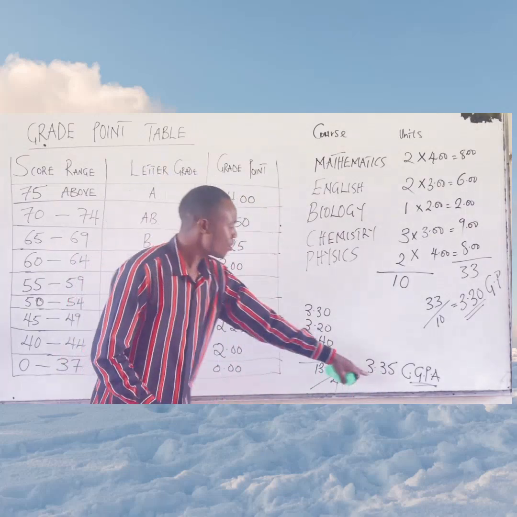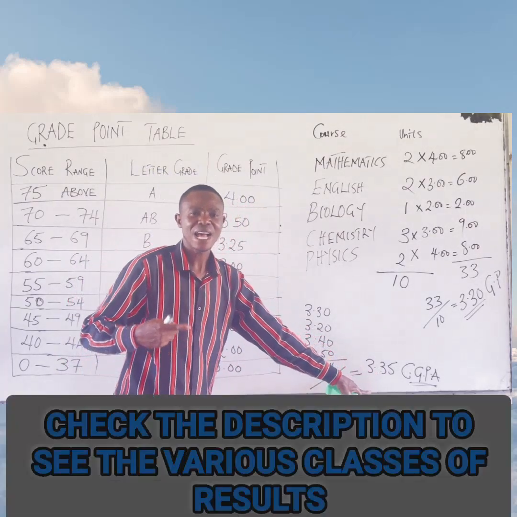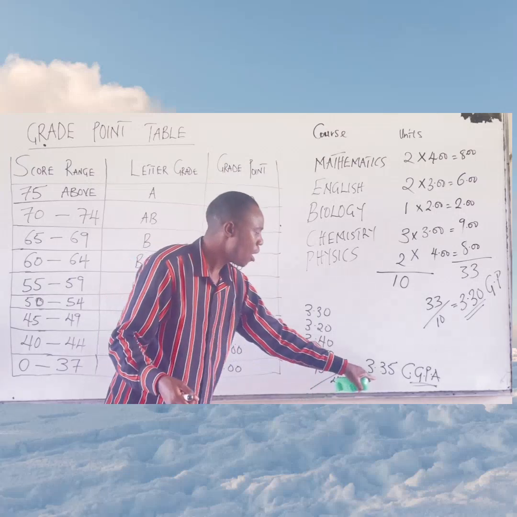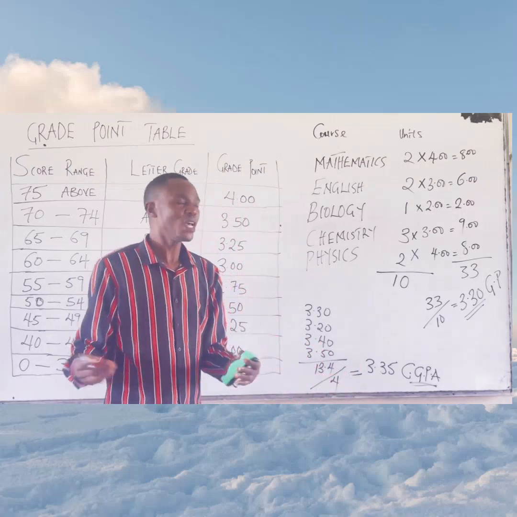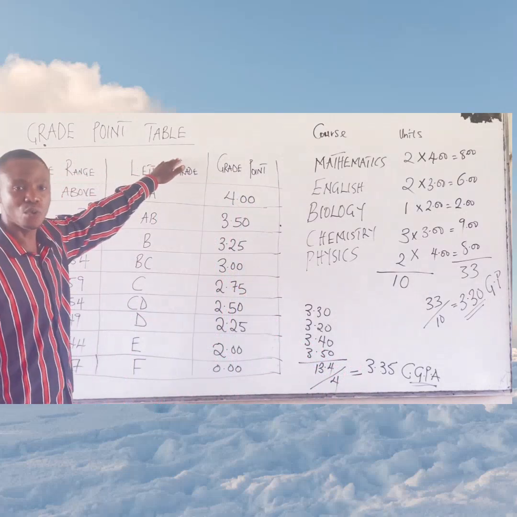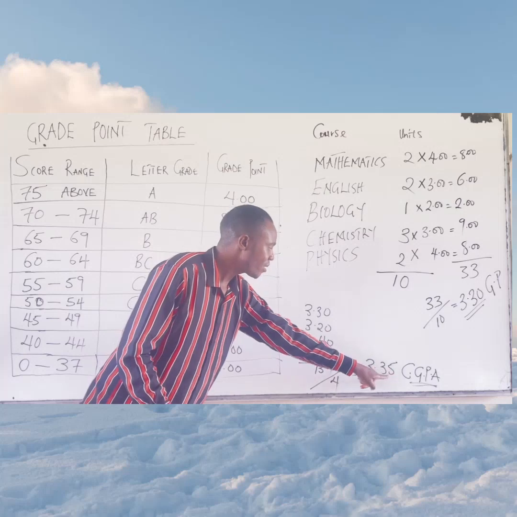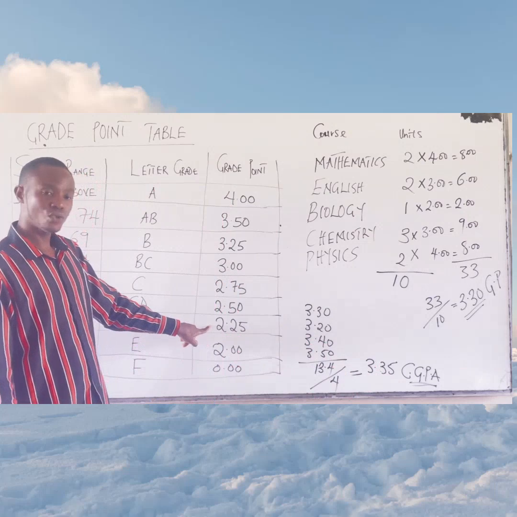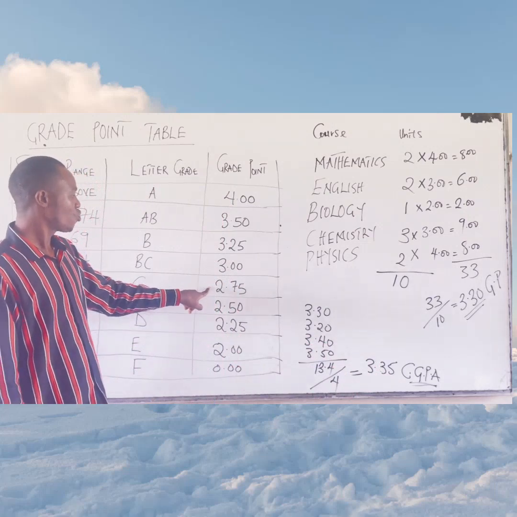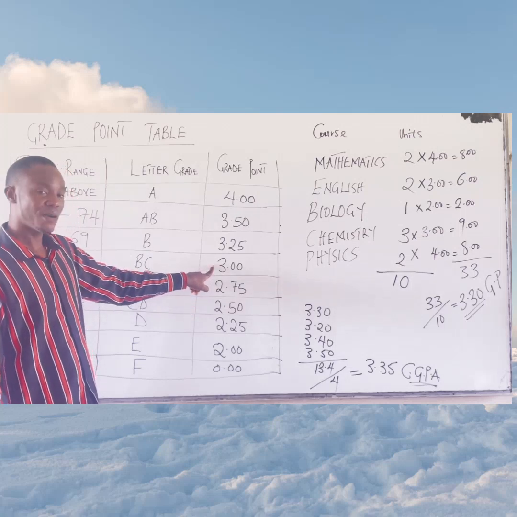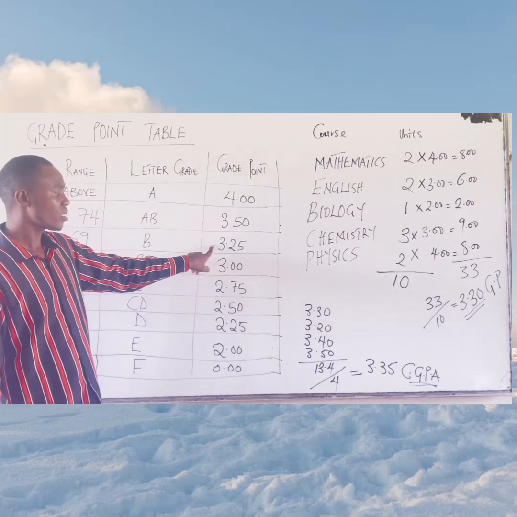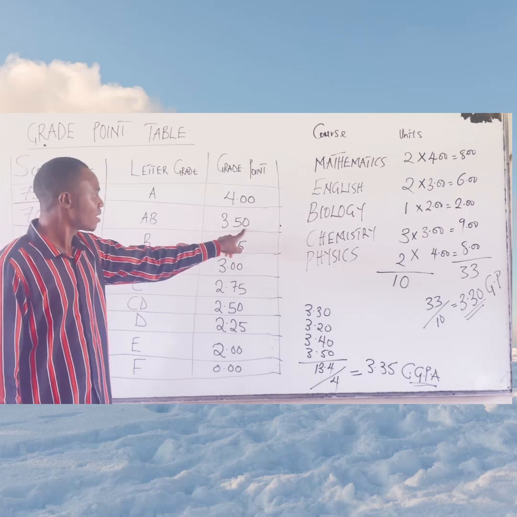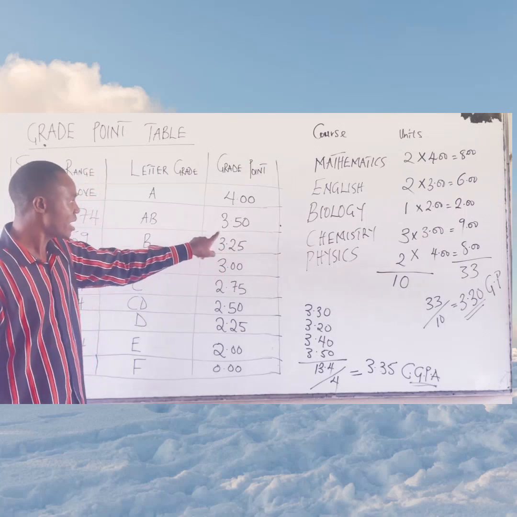And when you look at this, you ask yourself, so am I an upper credit student, a lower credit student, a distinction student, or a pass student, or did I fail? You now come back to your grade point table. Check 3.35. Where is it? This is 2.00, 2.25, 2.50, 2.75, 3.00, 3.25, 3.50. It means you are here, between here and here.